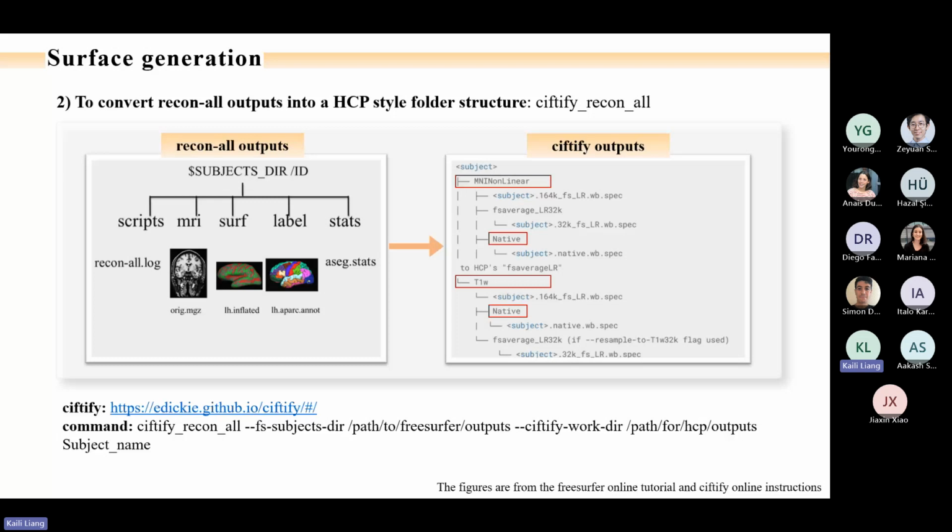It's another package you can install. Here's the link. You can install it, and then you just convert all outputs from recon-all into HCP style folders. And here you can see the HCP style folders. They are the MNI nonlinear folder, which means the volume space is MNI space, and T1 is the native volume space. And in the native folder, you can see all the surface files are GIFTI files.